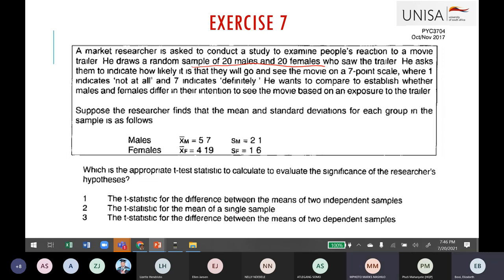It would have been three if they were using only males and they test them before they go and after they come out. It's number one, because there are two groups. Ask yourself those two groups, males and females. Can males be part of the females or females be part of the males? No, it cannot be, so it's independent.